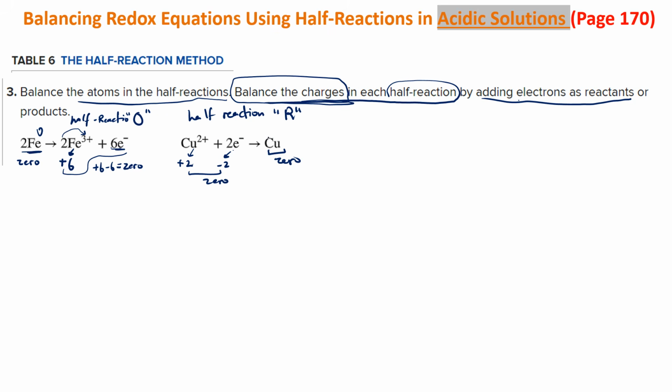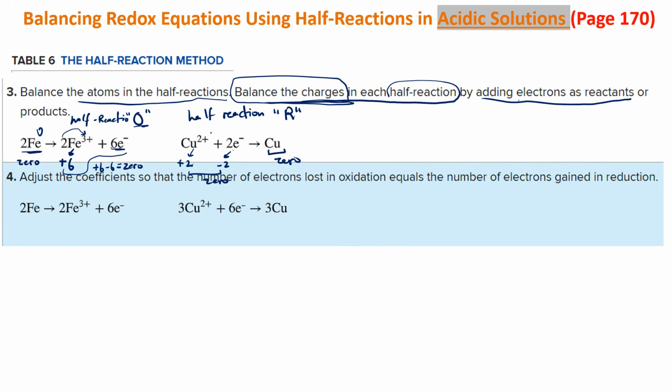نعادل الcharges في البرودكتس والreactants بإضافة إلكترونات. إذا كان الأكسيديشن نضيف الإلكترونات في البرودكتس لأن الإلكترونات تطلع. إذا كان reduction نضيف الإلكترونات في المتفاعلات. Okay? We know this from section 1.